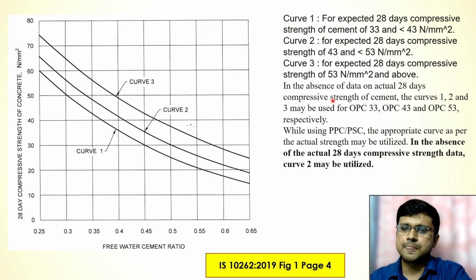In the absence of data on actual 28 days compressive strength of cement, curves 1, 2 and 3 may be used for OPC 33, OPC 43 and OPC 53 respectively. While using PPC or PSC, the appropriate curve as per the actual strength may be utilized. In the absence of the actual 28 days compressive strength data, curve 2 may be utilized. Now for our particular problem, we know that our cement is PPC cement and we do not have any 28 days data of cement. So what will we do? We will consider curve 2 for doing our particular problem.